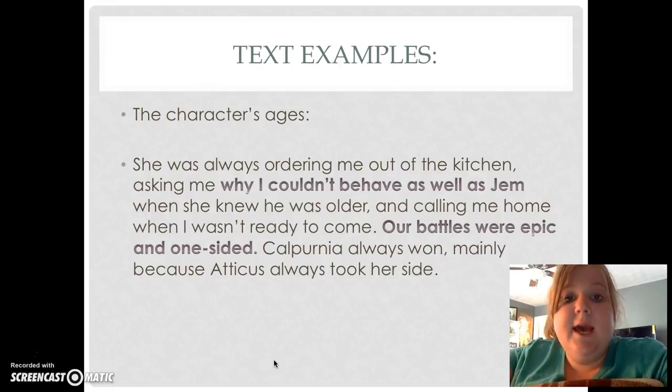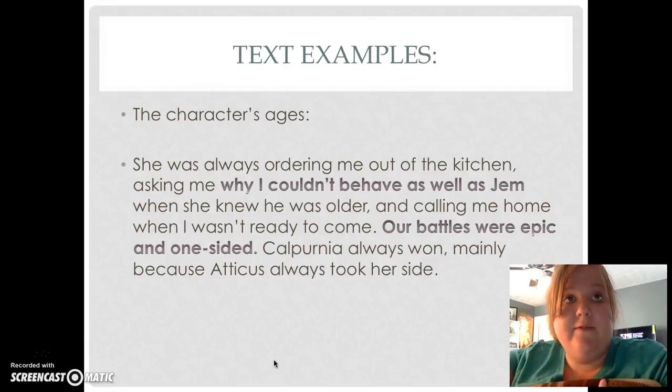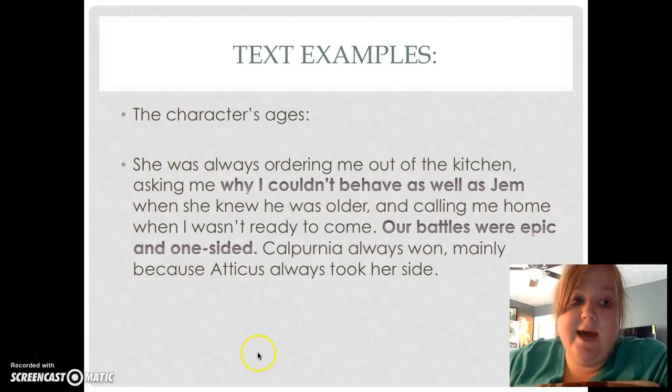As you can see, somebody wouldn't tell someone to behave unless they were a child. It also says our battles were epic and one-sided, which means 9 times out of 10 when you're having an argument with your parents, they usually win. So we can make the assumption that Jem and Scout are young based on the fact that they're having an argument with Calpurnia. And if Atticus took her side, it probably means that he is their dad, excuse me.